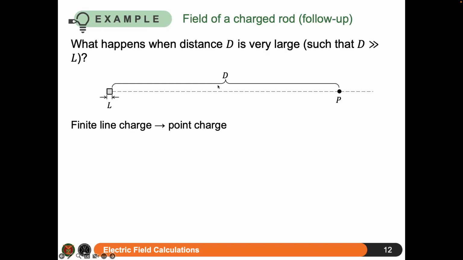So, isipin mo mayroon kang rod na nasa moon. Gusto mong kunin yung electric field due to that rod. Since sobrang layo, halos di natin nakikita, mukha na lang siyang point charge. So, if we take this, so d, 1 over d, goes to 0.